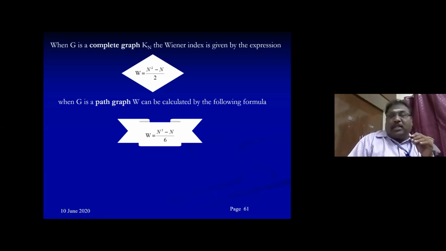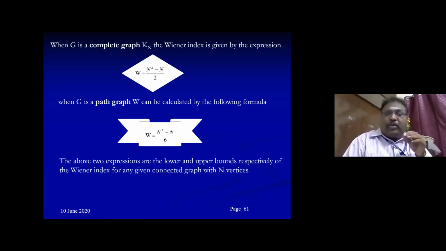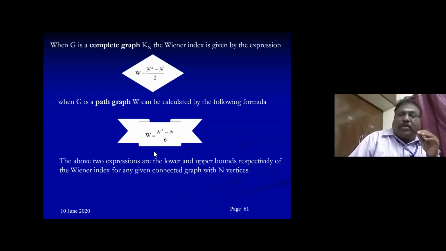Now, what is the distance between a pair of vertices? It is increasing in a path graph. Suppose I take V1 to Vn. Distance between V1, V2 is 1, V1, V3 is 2, V1, V4 is 3, V1, V5 is 4, and so on. So the sum of the distances is more, (n cube minus n) by 6, for a path graph. If you look at the above two expressions, which is small, which is big, this is very large. This is very, very small.